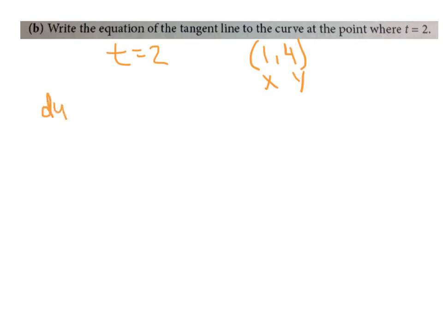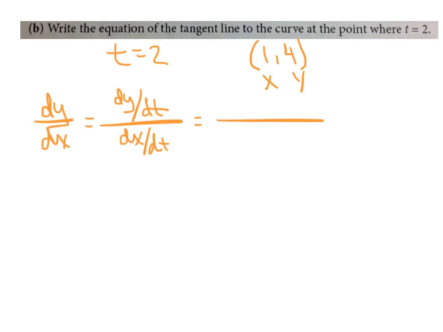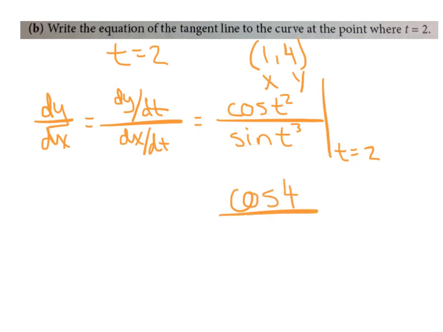So we know that dy/dx is really dy/dt divided by dx/dt. Your dy/dt is going to be, they gave us, cosine of t squared, and then sine of t cubed for dx/dt. And then all we're going to do is evaluate that at t equals 2. So now we've got the cosine of 4 divided by the sine of 8. Throw that in your calculator, and you should get negative 0.661. There's your slope.